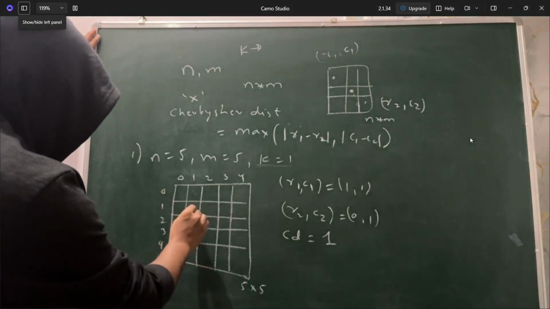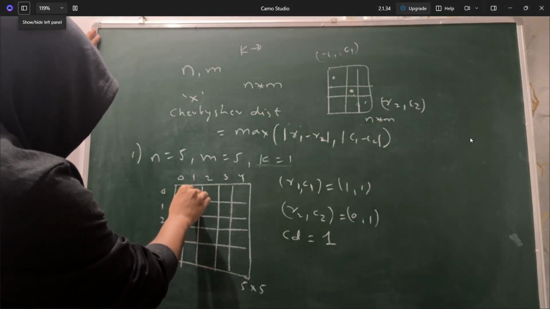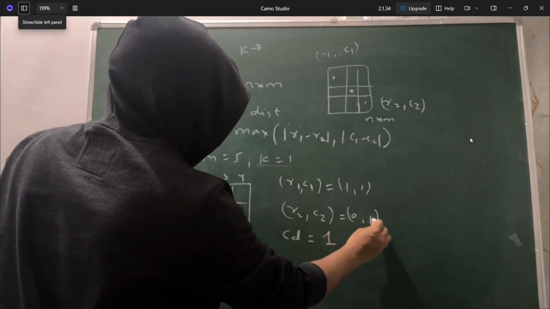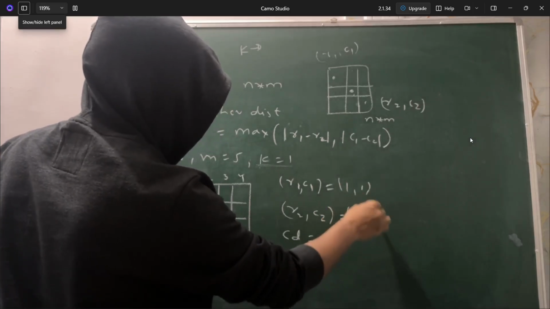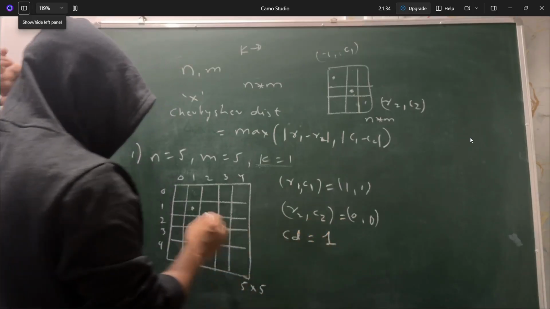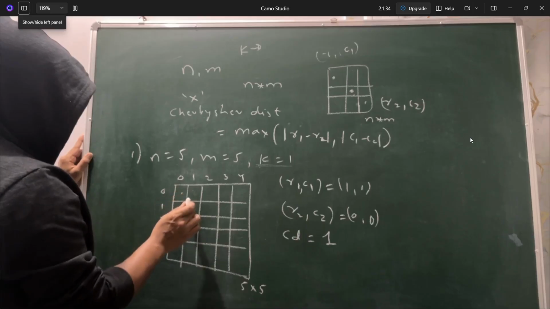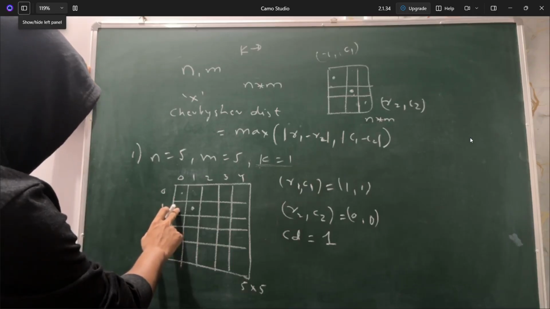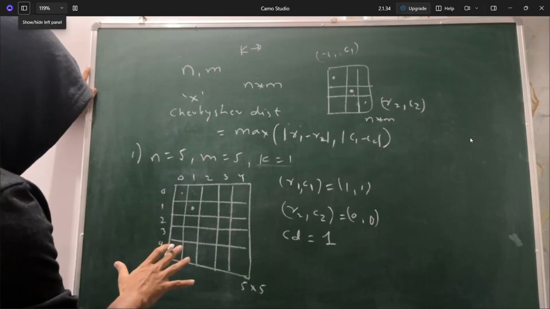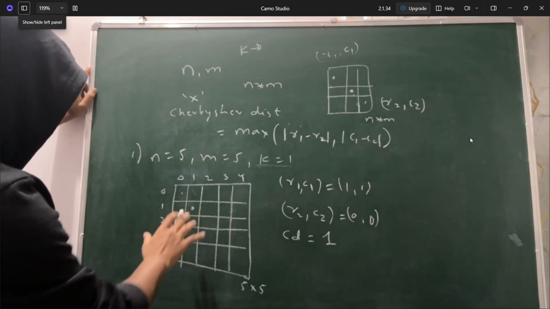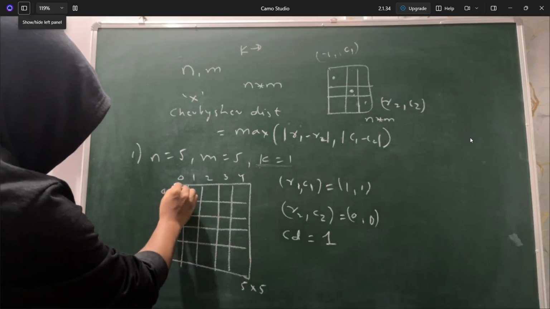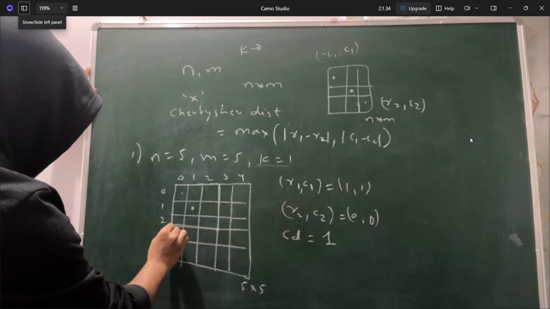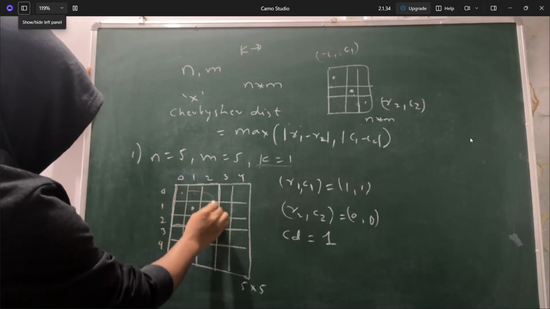This particular sensor can sense this. Let us try this one, 0 comma 0. R2 comma C2 is 0 comma 0, and its distance is 1 minus 0, 1 minus 0, which is 1, and the max of that is 1. So it can sense this as well. This is also in the sensor's range. So one sensor you have placed here, and if you check these distances, you will come to know that this sensor covers all these cells.